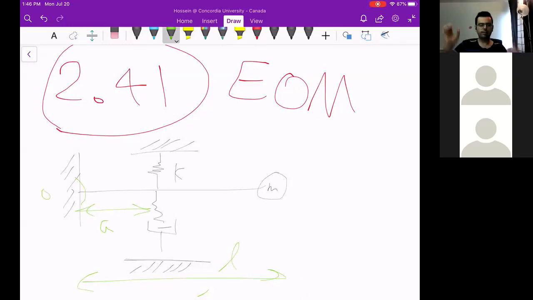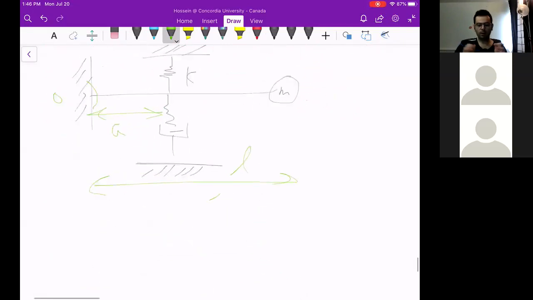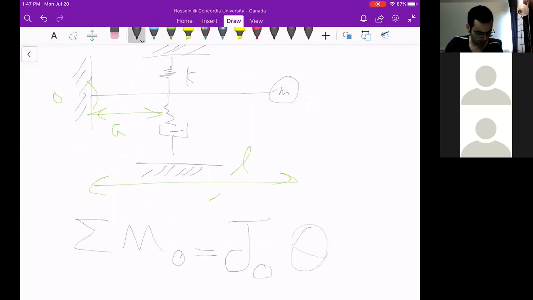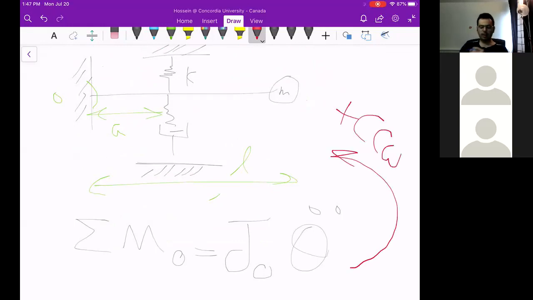As I told you, for the rotational system, particularly for single degree of freedom system, you are supposed to take advantage of Euler formula. So summation of momentum around point O is mass moment of inertia around point O multiplied by theta double dot. So it's better to consider a positive direction. So let me consider counterclockwise as my positive direction. If you consider counterclockwise as your positive direction, for the sake of simplicity, it's better to rotate the system slightly in the direction of positive direction that we consider.